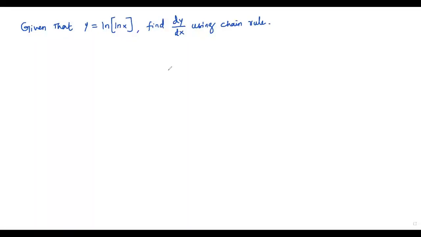Here we have a problem on derivative. That is, we have a function y equals natural logarithm of, again, natural logarithm of x, and we have to find dy over dx using chain rule. That is, we have to find the derivative of this function with respect to x.